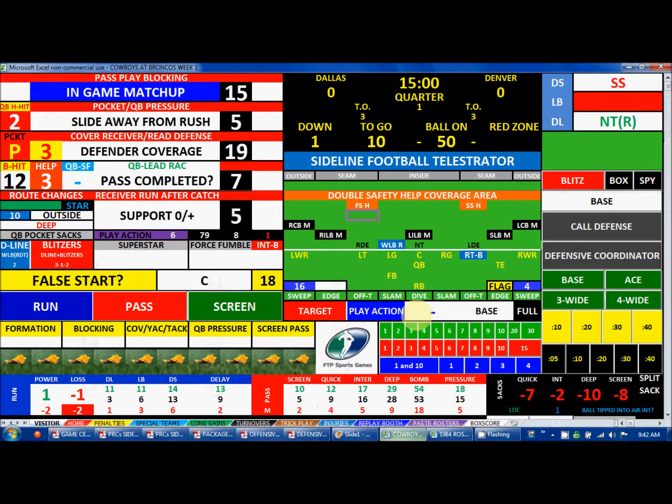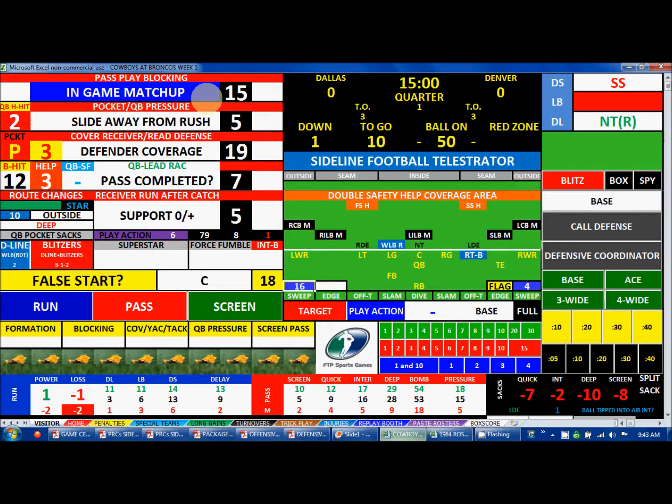So again, as you read in the instructions, all pass plays start with pass play blocking, and this will tell you who is involved. In an in-game matchup, right, it's the right tackle against the weak side linebacker in a 3-4. You move down to this matchup number, and it tells you who wins or what happens on the matchup.